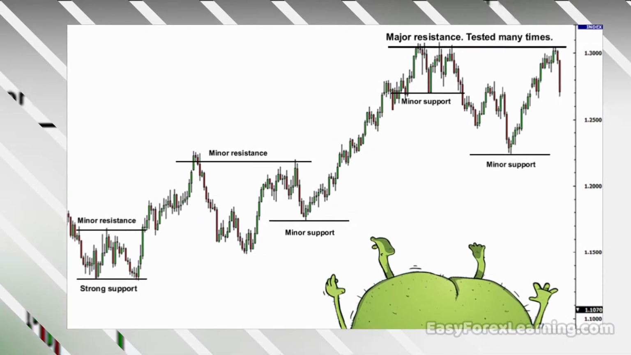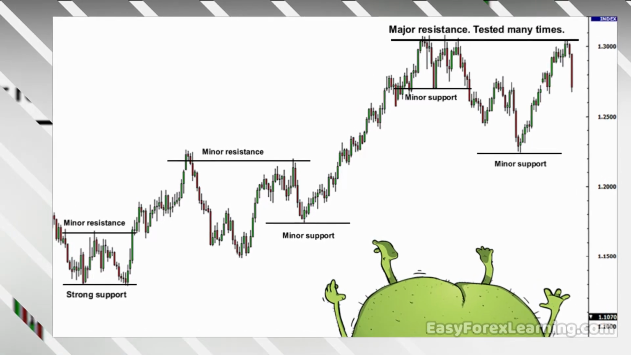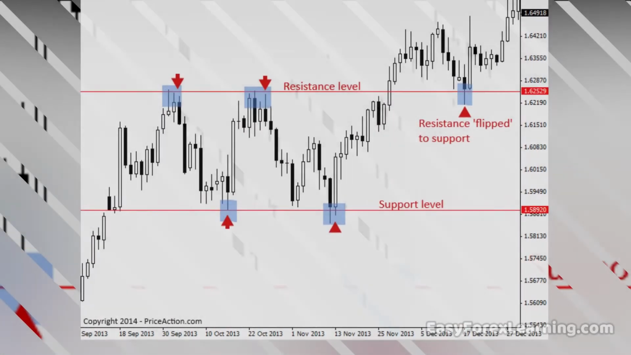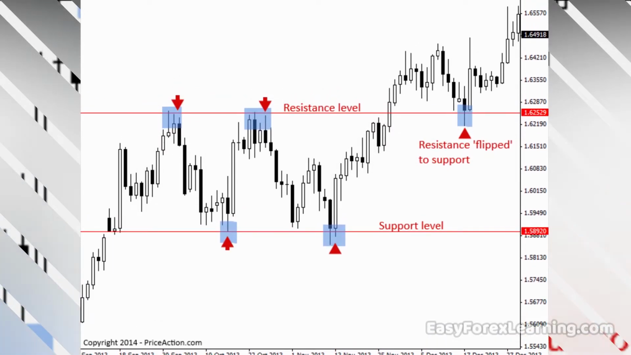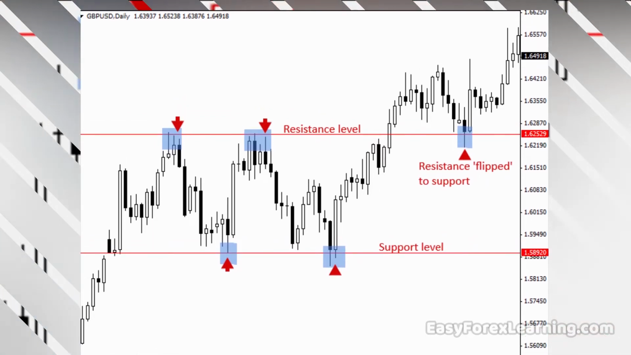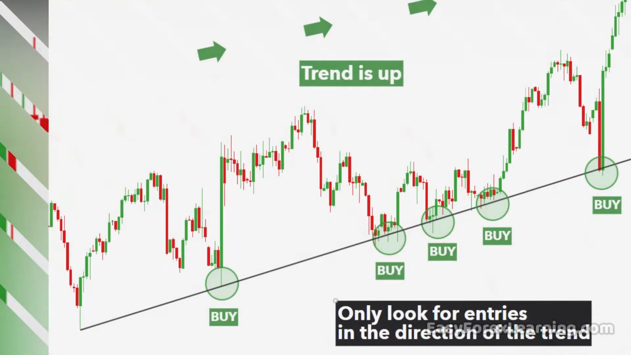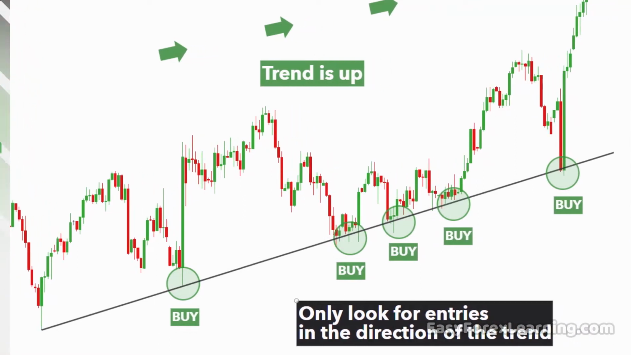In this way, resistance and support are continually formed as the price moves up and down over time. The reverse is true during a downtrend. In the most basic way, this is how support and resistance are normally traded. Trade that bounce: buy when the price falls towards support. Sell when the price rises towards resistance. Trade that break: buy when the price breaks up through resistance. Sell when the price breaks down through support.